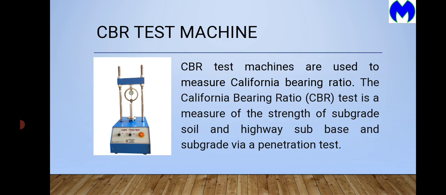The layers are the subgrade, the subbase course, then the base course. But for now, subgrade, subbase course, then pavement. So we test the California bearing ratio. That is the test of the strength of the existing subgrade of a road.